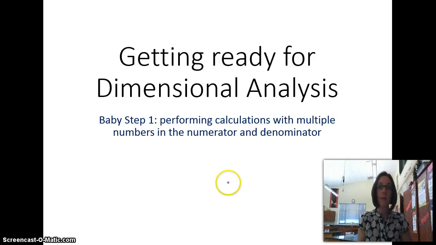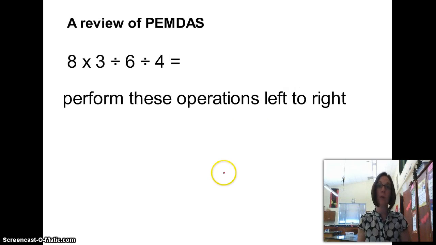This video is called Getting Ready for Dimensional Analysis. It's baby step 1, which is performing calculations that have multiple numbers in the numerator and denominator of a somewhat complex fraction. So quickly we're going to review PEMDAS.